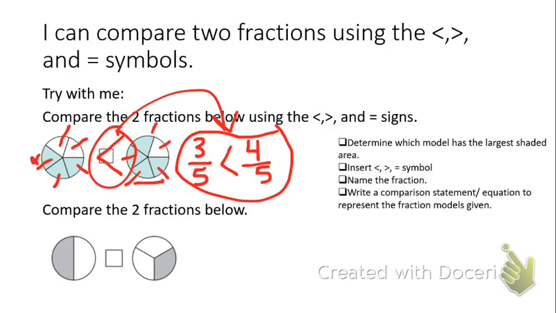Okay, let's do this next one. So I need to determine which model has the largest shaded area. Okay, so I'm thinking to myself, which one has the most shaded in? Well, this one is about half, and if this were half, it would look like that, but it doesn't. It has less than half. So what do you guys think? Think to yourself, which one's bigger? This one, right? Yeah. Okay, so now I need to insert my symbol.